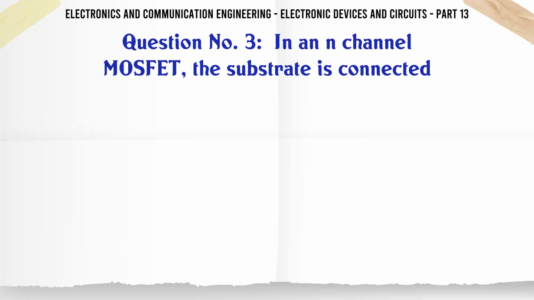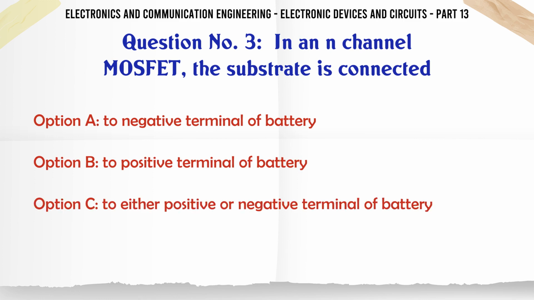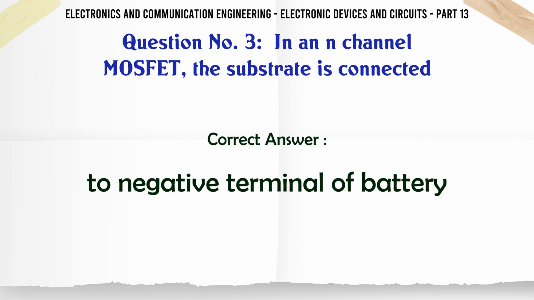In an N-channel MOSFET, the substrate is connected: A. to negative terminal of battery, B. to positive terminal of battery, C. to either positive or negative terminal of battery, D. none of the above. The correct answer is to negative terminal of battery.